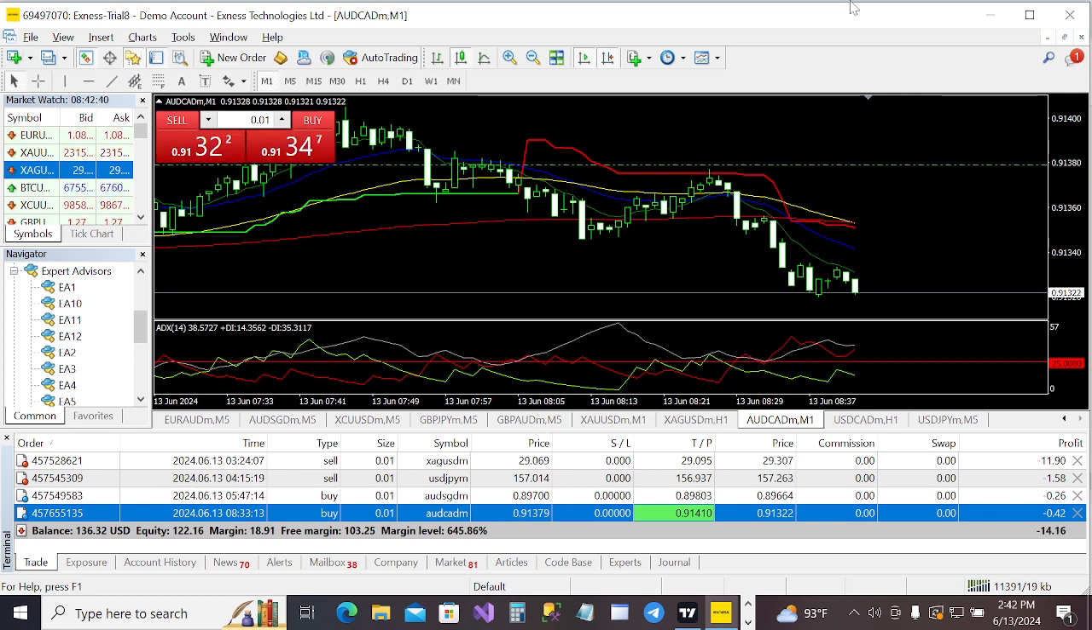7. Good till canceled, GTC order. A GTC order remains active in the market until you decide to cancel it. Unlike day orders, which expire at the end of the trading day, GTC orders do not have an expiration date.